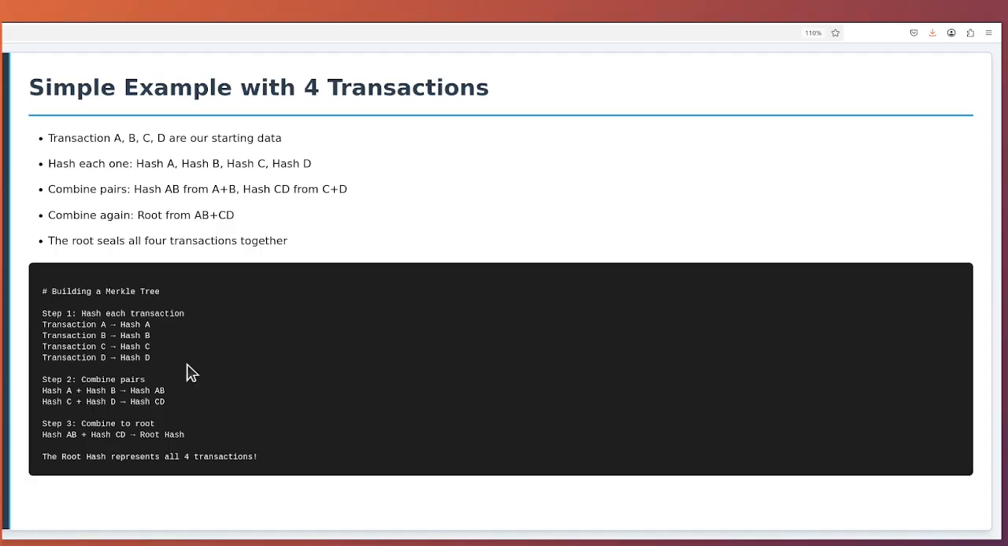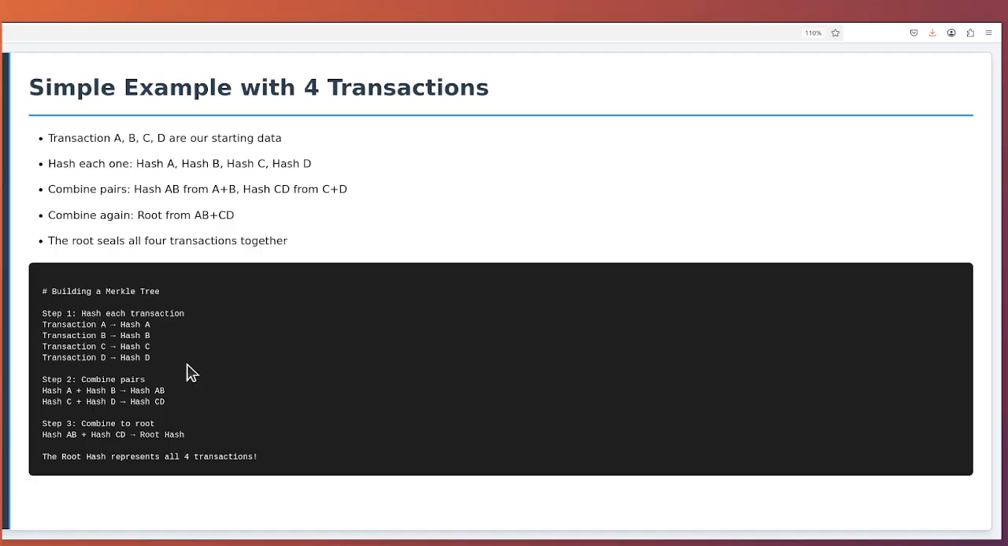Step 2. Combine pairs. We put hash A and hash B together and hash them, creating hash AB. We do the same with hash C and hash D to create hash CD. Step 3. Combine these two. We put hash AB and hash CD together and hash them one more time. This gives us the root hash, one single hash representing all 4 transactions.